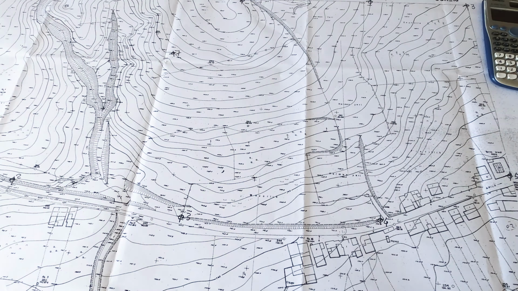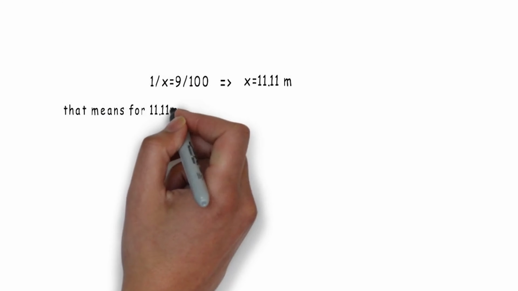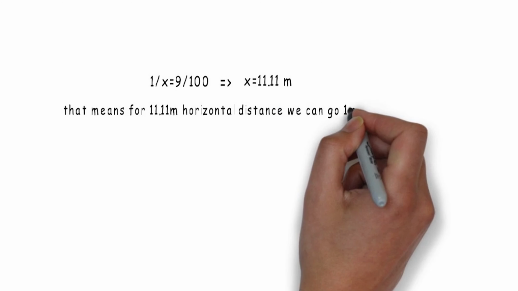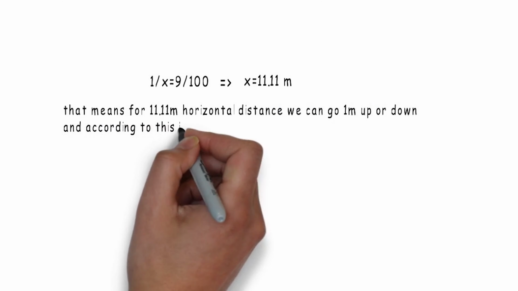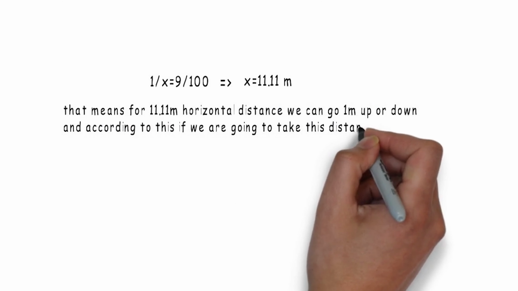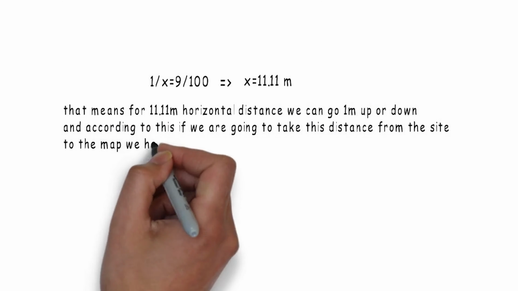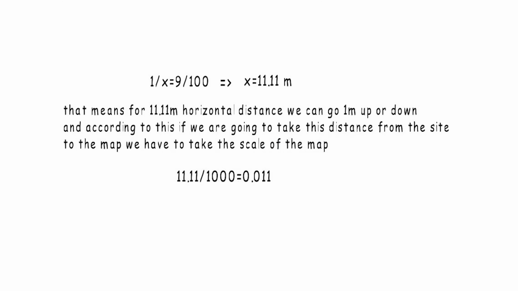For the given grade, as said, it's 9%. 1 over x equals 9 over 100. Then x equals 11.11 meters. That means for 11.11 meters of horizontal distance, we can go 1 meter up or down. And if we are going to take this distance from the site to the map, we have to take the scale of the map. Then 11.11 over 1000 equals 0.011. That means on the map, x equals 11.11 millimeters, equal to 1.1 centimeters.